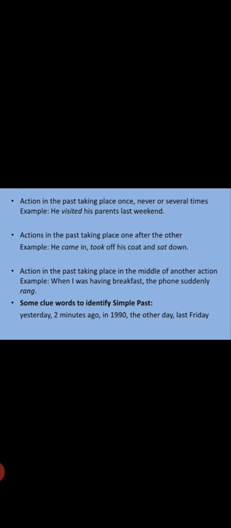Number third is action in the past taking place in the middle of another action. For example, when I was having breakfast, the phone suddenly rang. It means one action was going on in the past and the other action happened in the middle of that action.